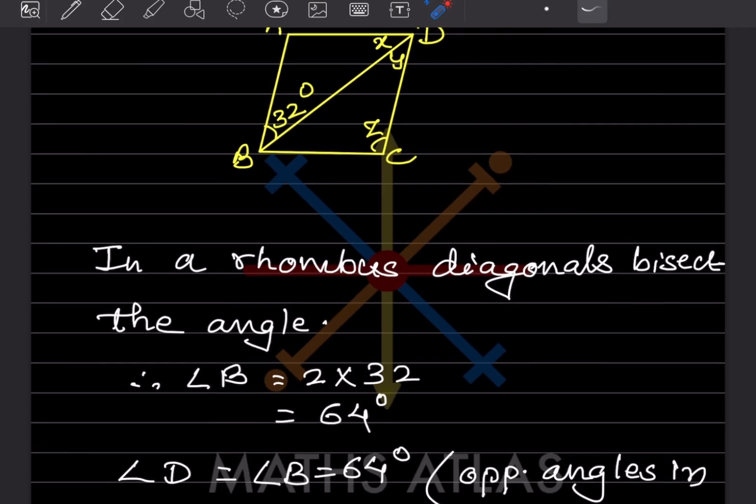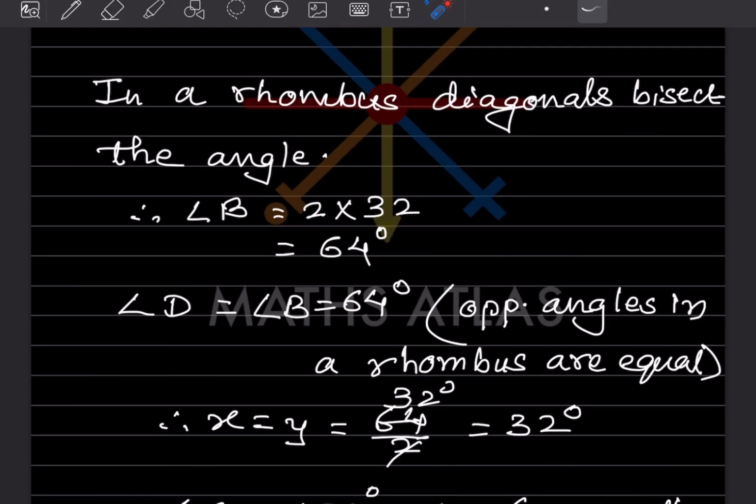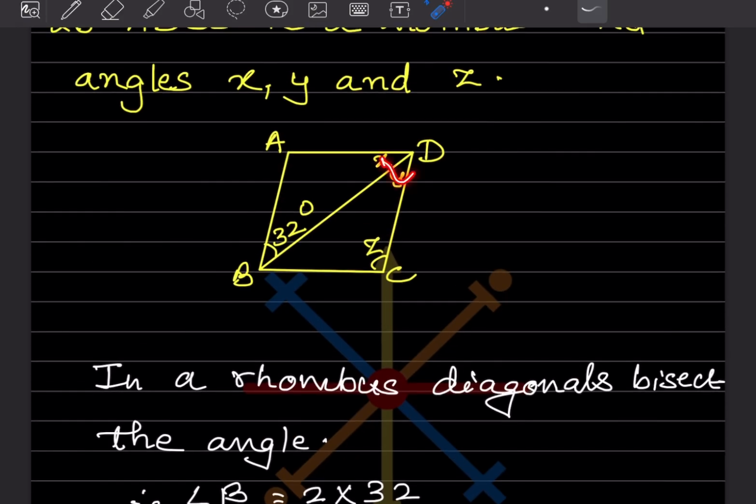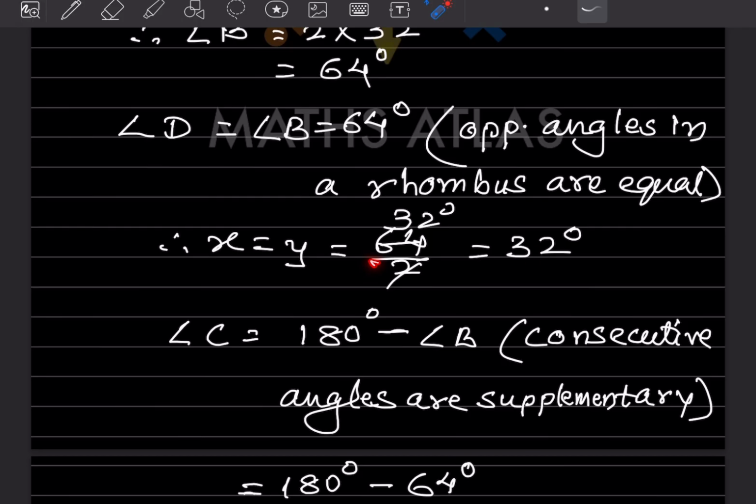So now we can say here X is equal to Y. So X is equal to Y means this whole part we got as 64. So we are going to divide it by 2, which is going to be 32.